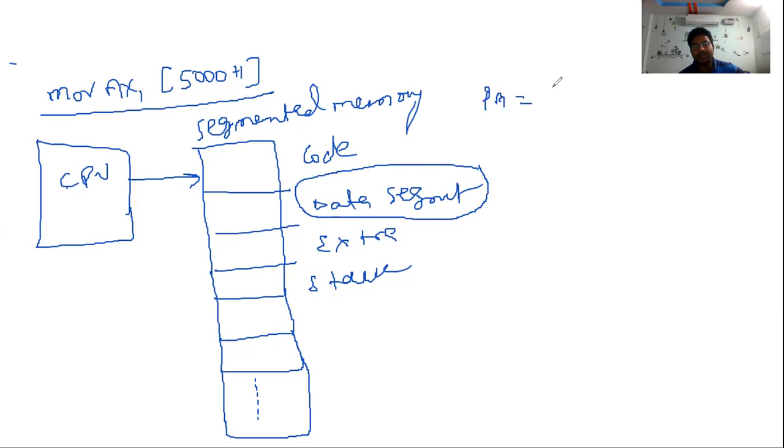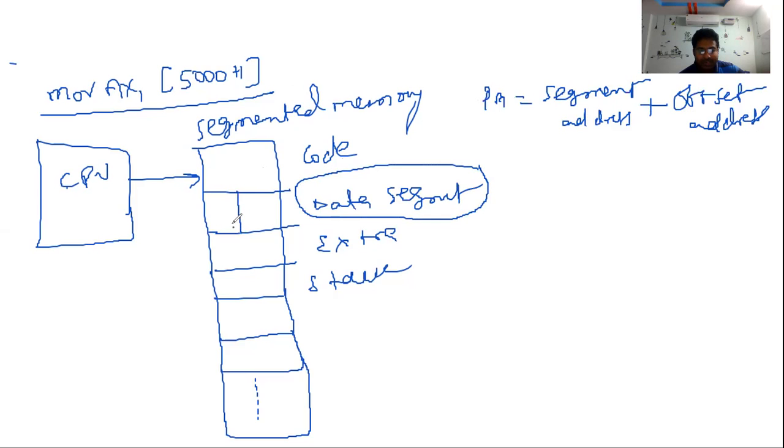Physical address is nothing but the segment address plus the offset address. What is the meaning of offset address? Whatever memory locations are available in that segment are the offset addresses. What is the use of the segment address? It identifies the starting address of that segment. This is the form. I hope you understand.